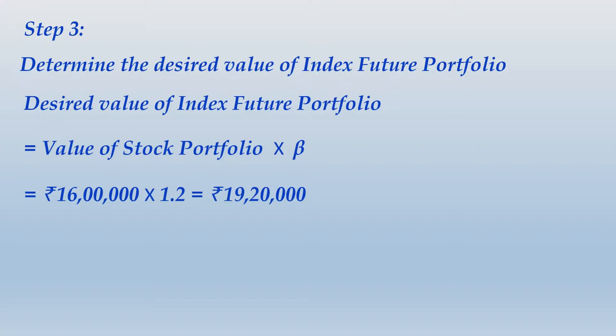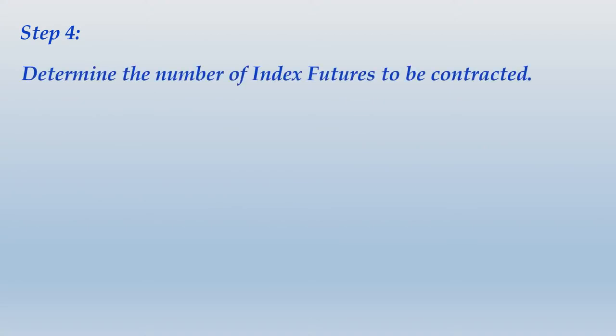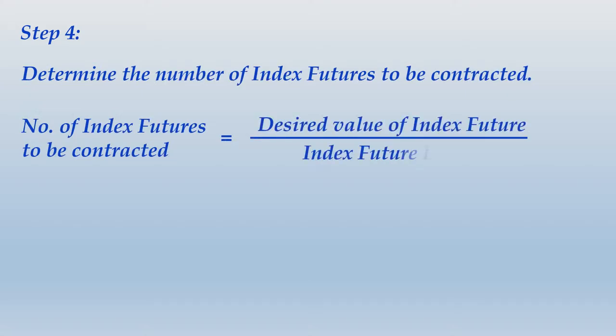All right, I'm sure you have done the needful. Now let us move ahead and write up the next step. Determine the number of index futures to be contracted. So number of index futures to be contracted will be the desired value of index future divided by index future price. Look at the question. The price of the Nifty futures is given as 8,000.